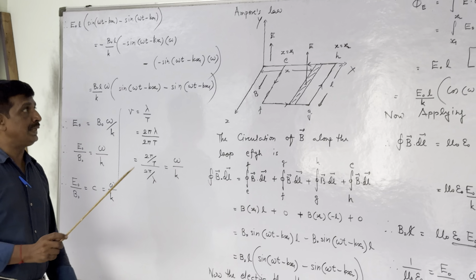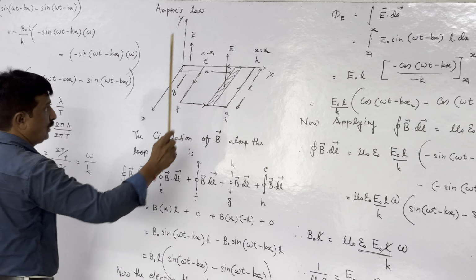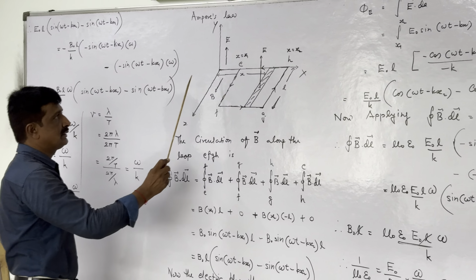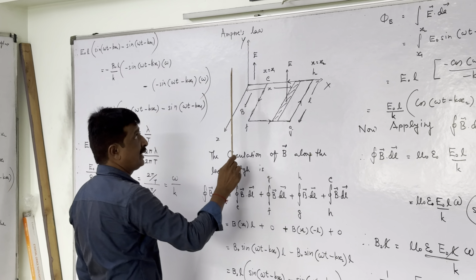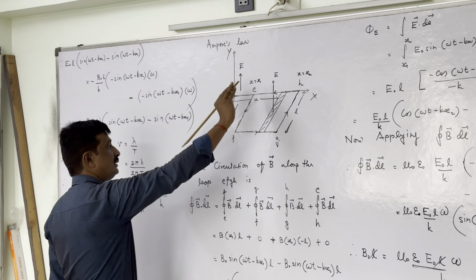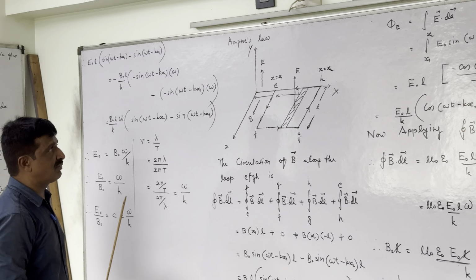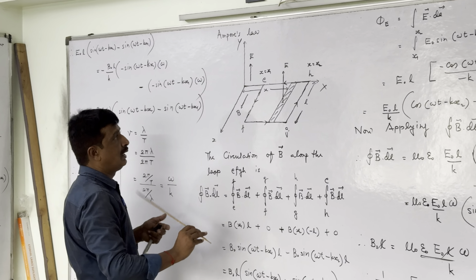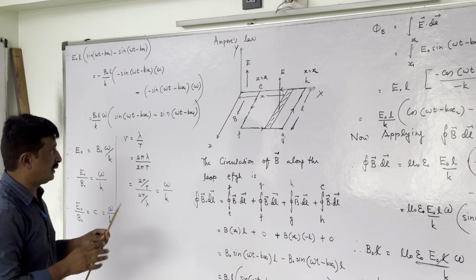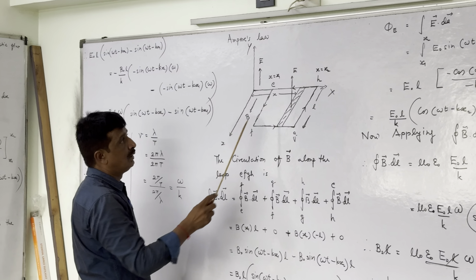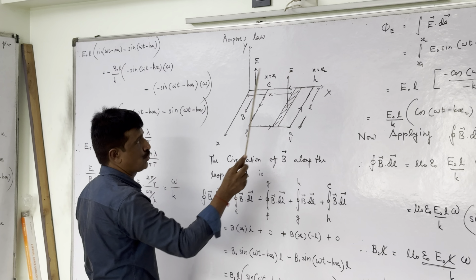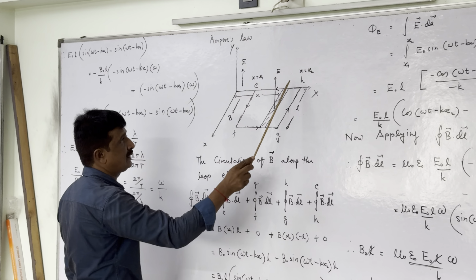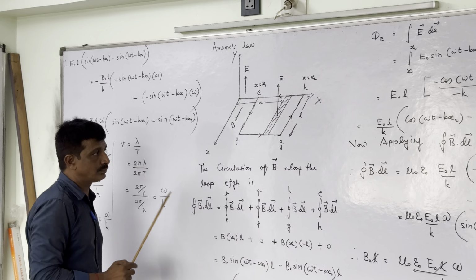Now Ampere's law. This is the x-axis, with the light beam traveling in the positive x direction. This is y, and this one is z. The electric field will oscillate in the y direction in the xy plane, and the magnetic field will oscillate in the z direction in the xz plane. Consider this rectangular loop E, F, G, H. One side is at x equal to x1, and the other is at x equal to x2.